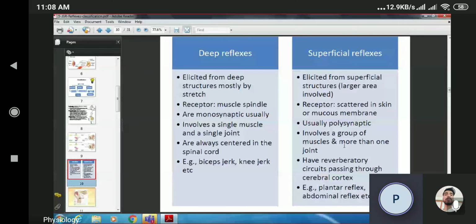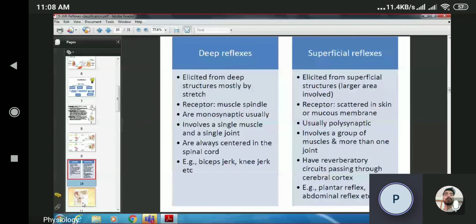Deep reflexes are always centered in the spinal cord, whereas superficial reflexes have reverberatory circuits passing through the cerebral cortex. Examples of deep reflex are biceps jerk, knee jerk, etc. Whereas examples of superficial reflex are plantar reflex and abdominal reflex. Okay, you can put a mark in your copies and write important, because we often ask the difference between deep reflex and superficial reflex in your vivas.